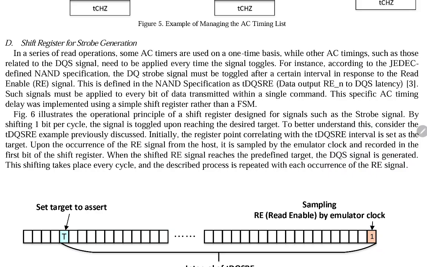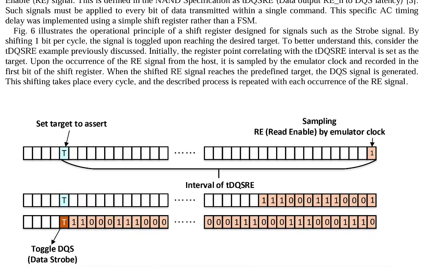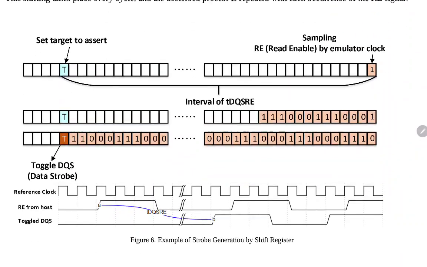To better understand this, consider the DQSRE example previously discussed. Initially, the register point corresponding with the DQSRE interval is set to the target. Upon the occurrence of the RE signal from the host, it is sampled by the emulator clock and recorded in the first bit of the shift register. When the shift register RE signal reaches the predefined target, the DQS signal is generated. This shifting takes place every cycle and the described process is repeated with each occurrence of the RE signal. Figure 6: examples of strobe generation by the shift register.